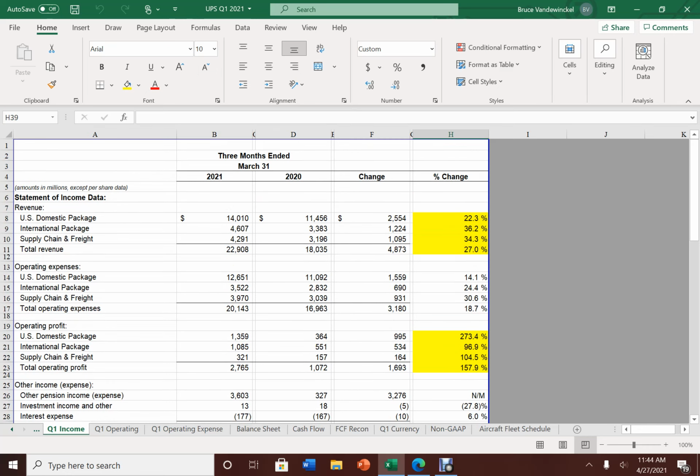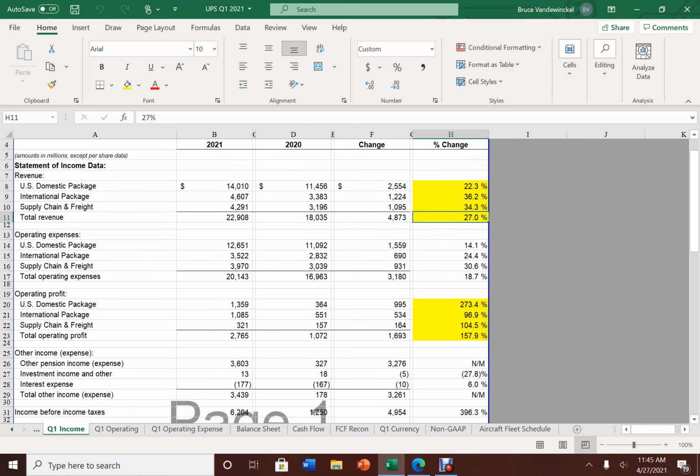If you look at UPS on a year-over-year basis, quarter one 2020 versus quarter one 2021, in the US revenue increased 22.3%. Internationally, a 36.2% increase in revenue, and supply chain and freight a 34.3% increase in revenue. Total revenue for the company as a whole increased 27%, which is absolutely amazing for a company that's this old and this mature. And look at the revenue growth here.